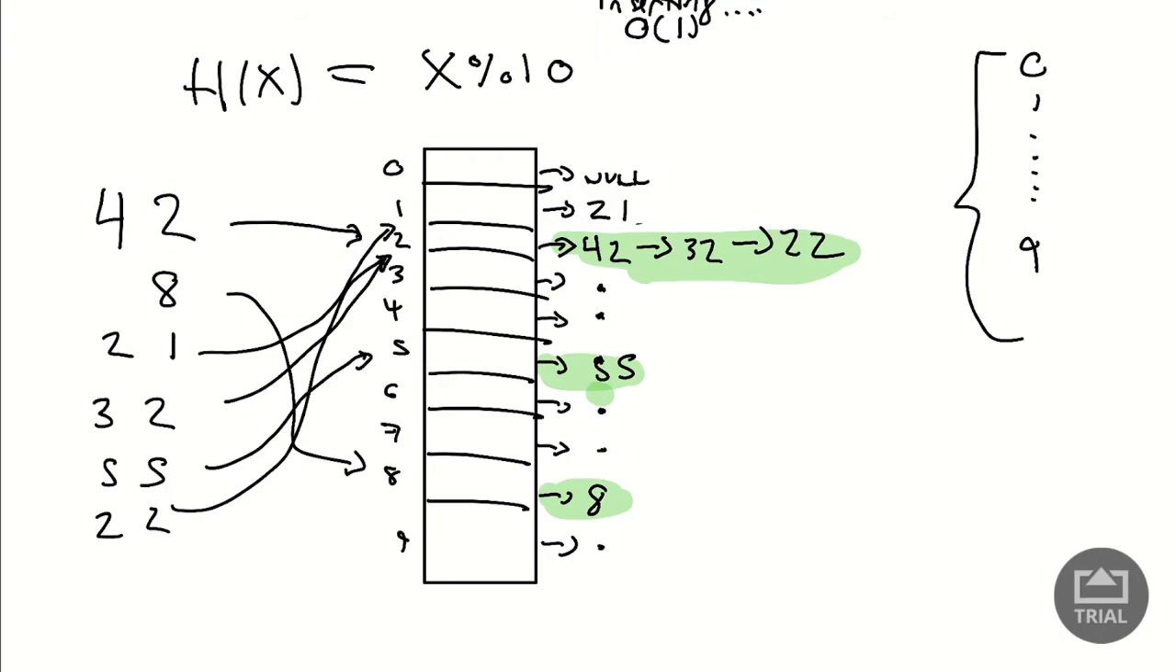So let's think about the best and worst case scenarios. Best case scenario, no collisions, no need for lists. Everything has one item or no items.